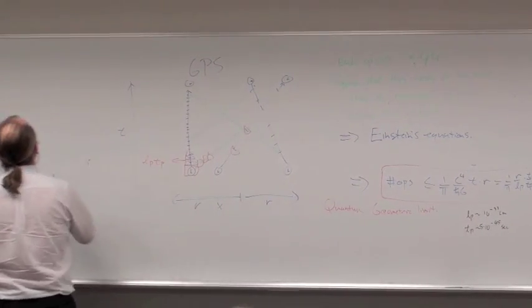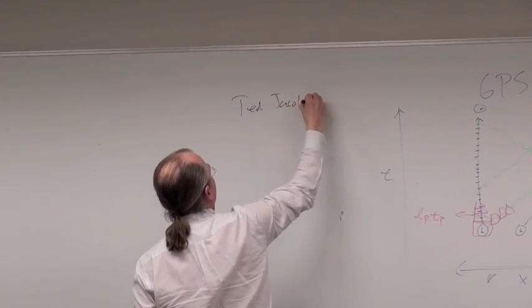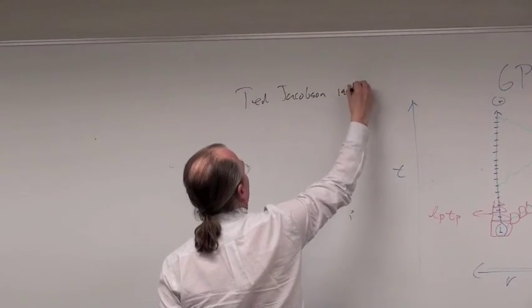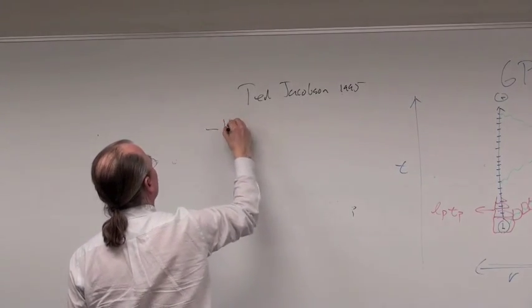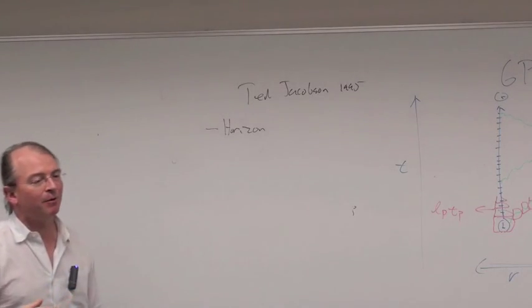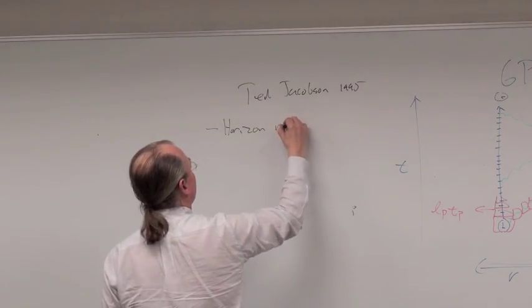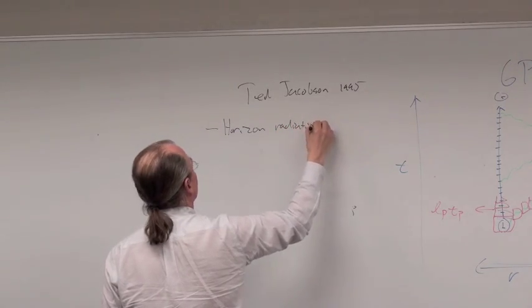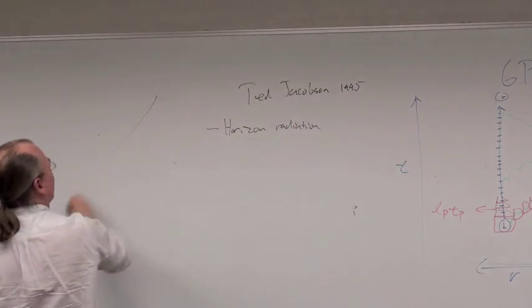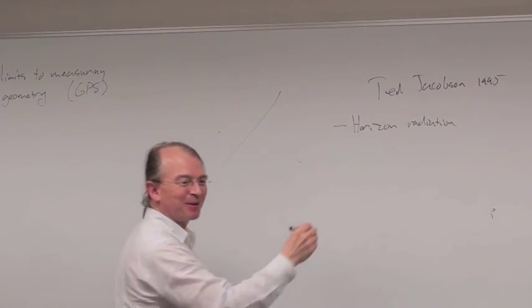I'll put down his name. So Ted Jacobson, in 1995, showed that if you take horizon radiation, so if you have a spacetime that has a horizon, like a black hole, but you can have a horizon just with an observer who's accelerating. So here's some horizon. Horizons are always light-like, okay? This is a horizon. I know it doesn't look much like a horizon.